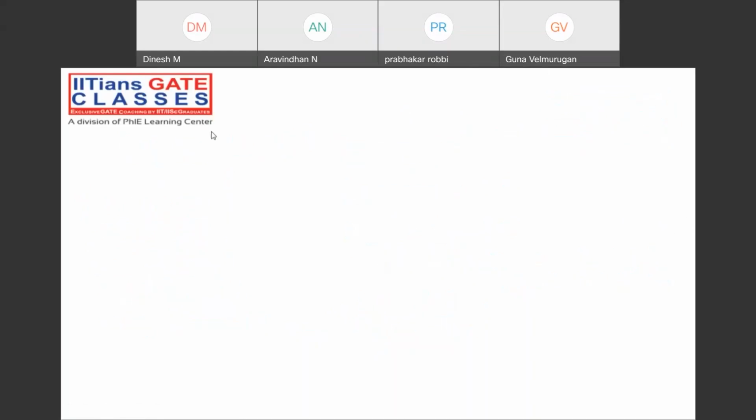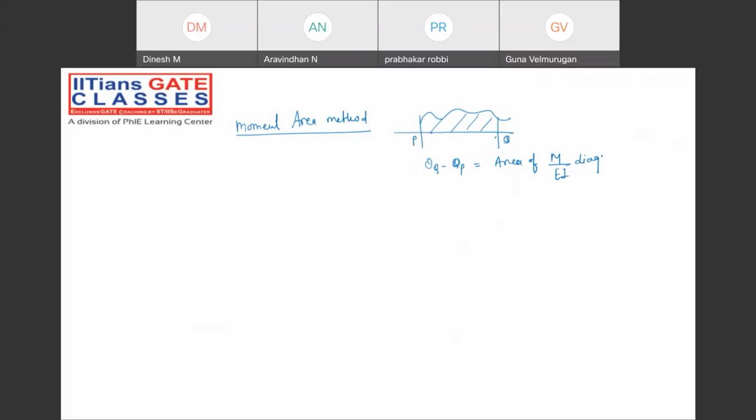Perfect. So yesterday there was a moment area method discussion happening. According to this, suppose there are two sections P and Q, and the area under this curve will directly give me the slope. Theta Q minus theta P is directly given by the area of the M by EI diagram between P and Q.